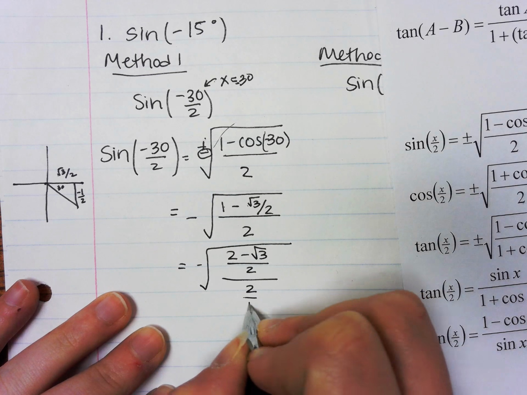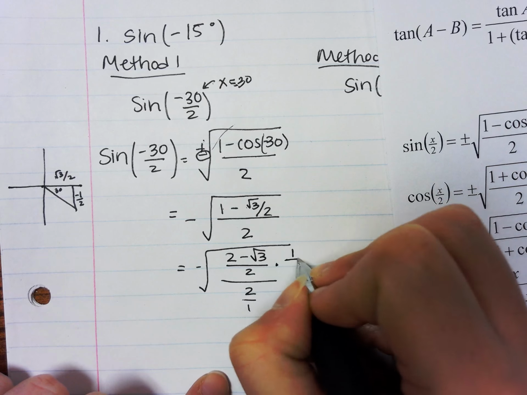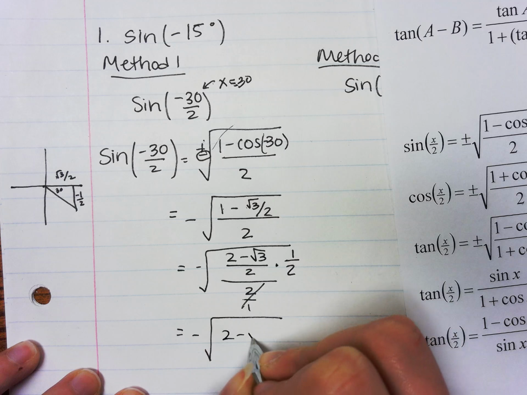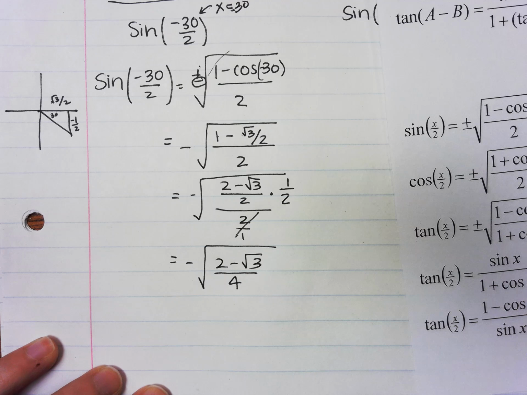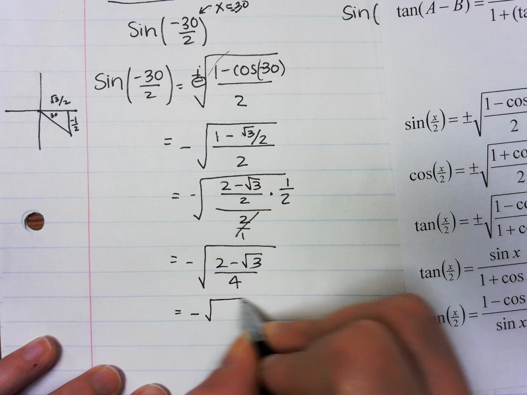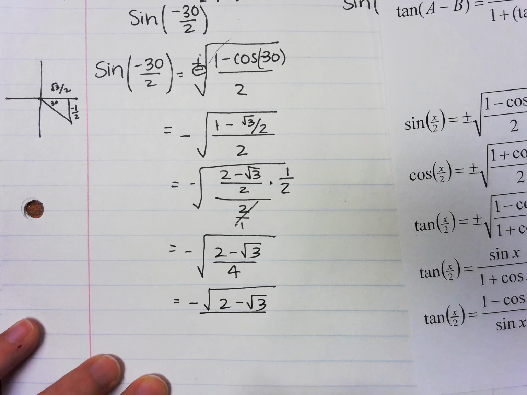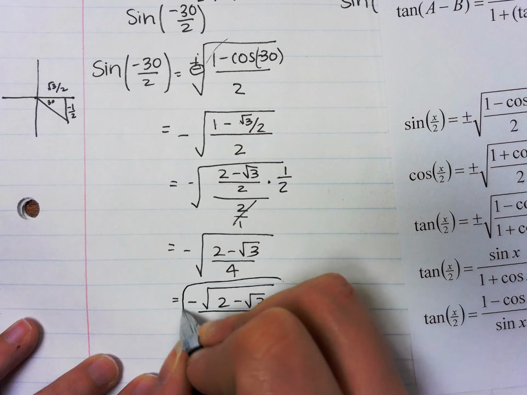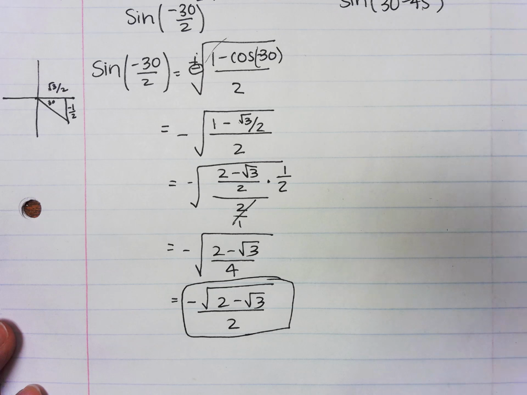And remember, this is like a fraction and a fraction, so we would multiply by flipping the denominator, multiply by 1/2. And then we would take the square root of the top and the square root of the denominator. The top we can't simplify anymore, then we take the square root of the denominator and we get 2. So this is one possibility of our answers for sine of negative 30 over 2. And you only have to pick one of these methods, whatever works best for you.